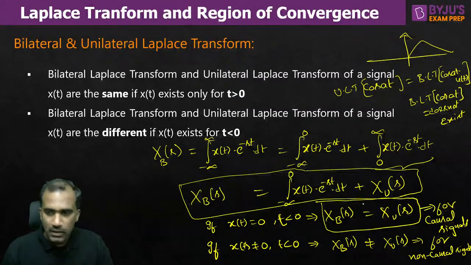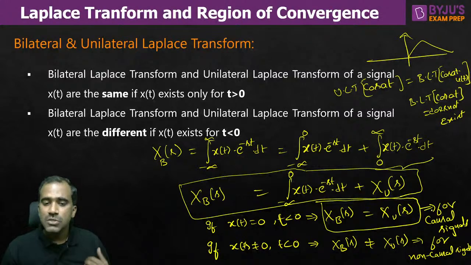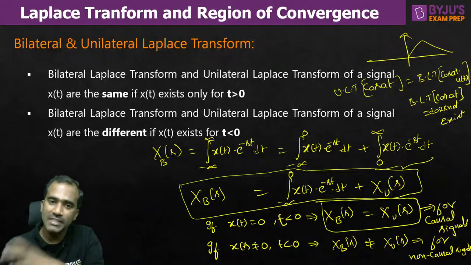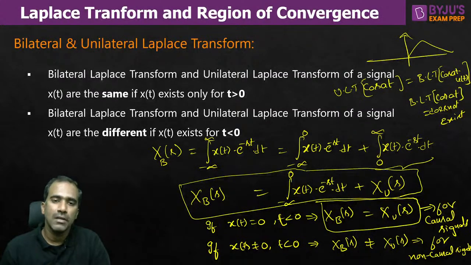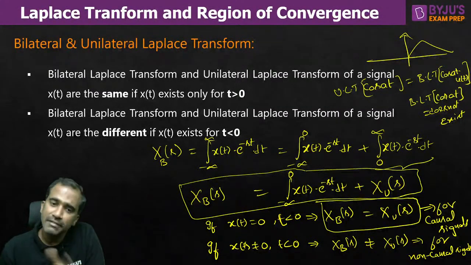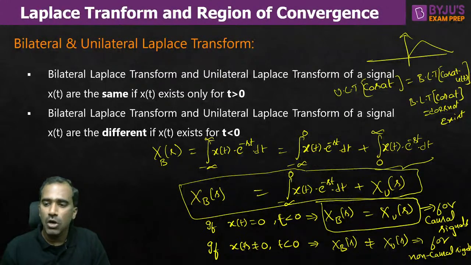Causal signals means the signals which exist only for positive time. U of t minus 2, r of t minus 3, e power minus 80 into u of t. Any signal multiplied with u of t, or right-side shifted versions of u of t. The signals which exist only for positive time, we call them causal signals. If the signal is existing for negative time also, then we call it a non-causal signal.